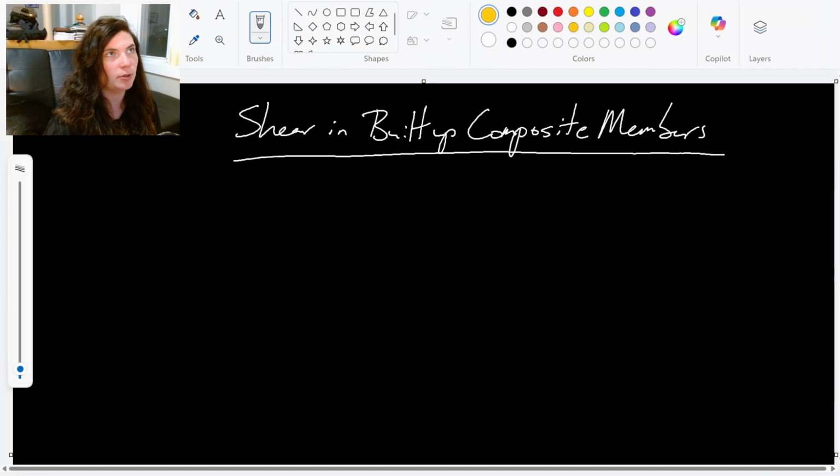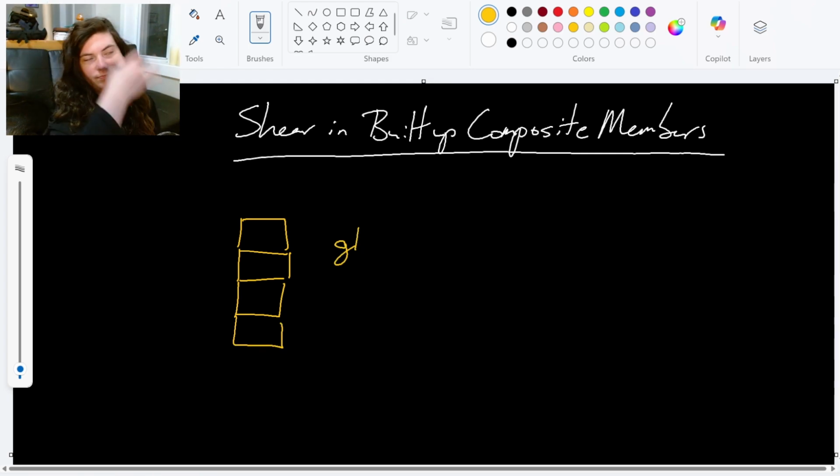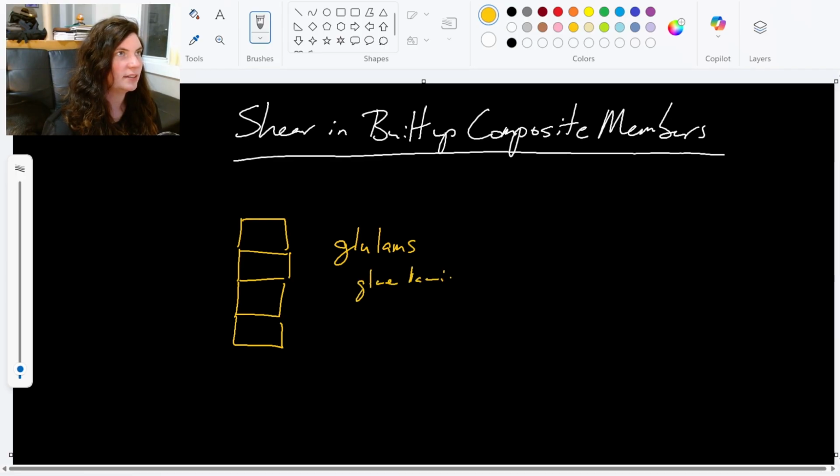So, for example, we might take wood beams, right? We might take a bunch of wood beams and glue them together. This is a product you can find at like Home Depot or wherever you buy lumber. Often abbreviated as glue lams, which are glue laminated wood members. So it's just a bunch of wood glued together.